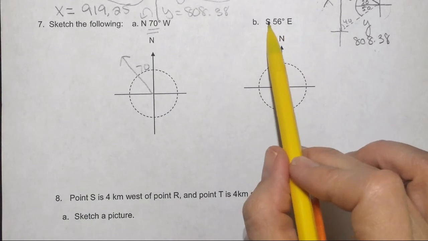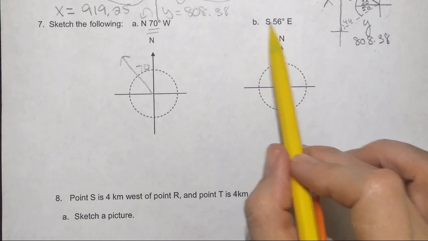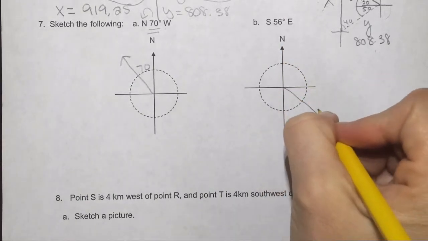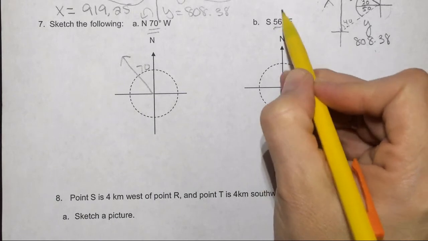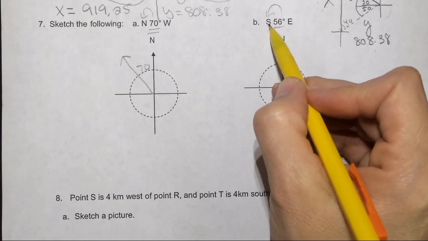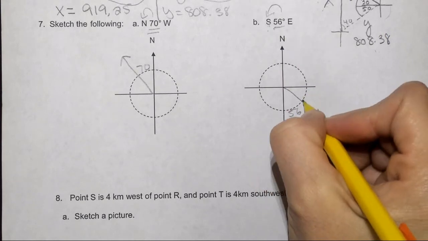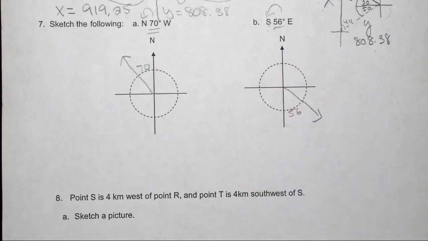On letter B, they're telling you to draw something going south 56 degrees east. South means we're going to be at the bottom. East means we're going to be at the right. Again, they're always going to give you the degree from the pole that you started with, and they started with the south. So this time they're telling you this from the south to the line is 56 degrees.